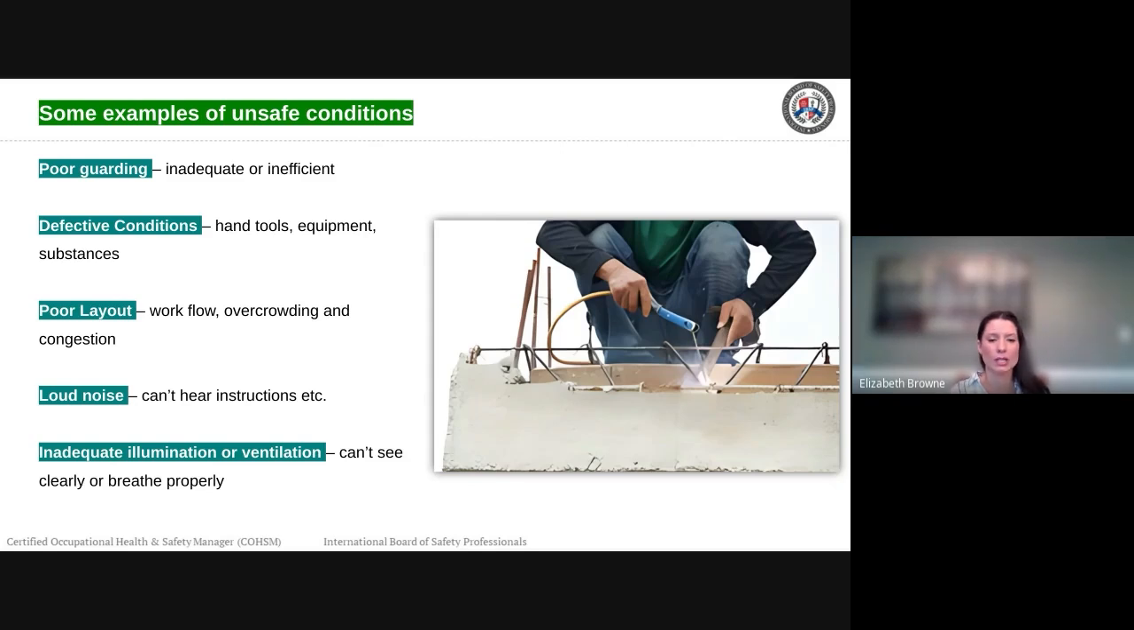Inadequate illumination or ventilation. So I can't see clearly or I can't breathe properly. Those are definitely examples of unsafe conditions that need to be addressed.